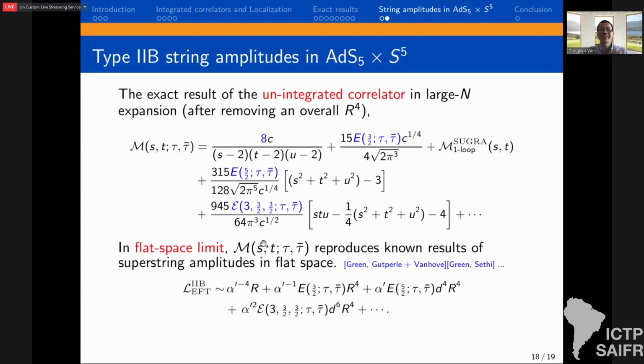One consistent check is that one can take the flat space limit of this Mellin amplitude, and we found that it precisely reproduces known results of the superstring amplitude in flat space. Of course, that check is non-trivial except for D6 R to the 4. As I said, I used the flat space limit to fix this one. Just to avoid any confusion, those coefficients are precisely correct, because when you do the flat space limit, you have to do some integral going from AdS5 cross S5 to flat space, and those numbers are precisely correct once you do the integral.